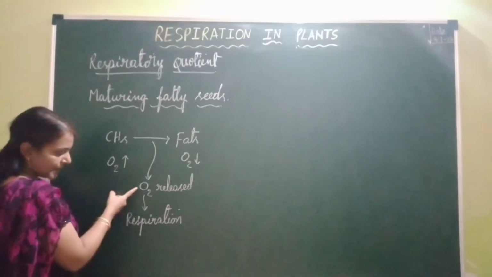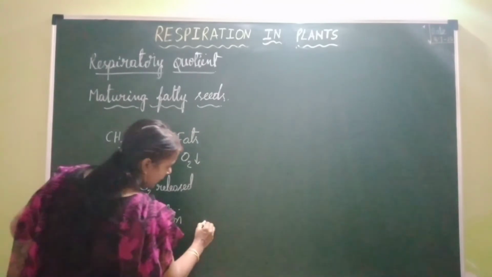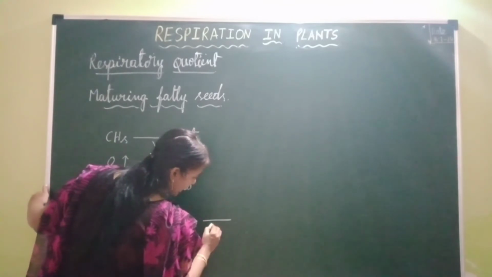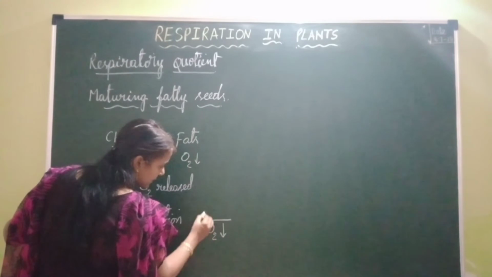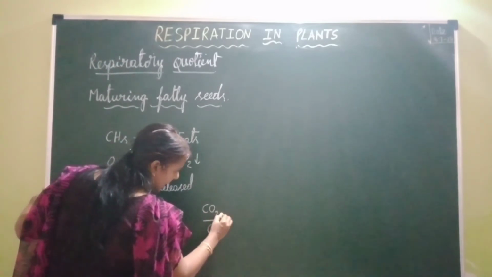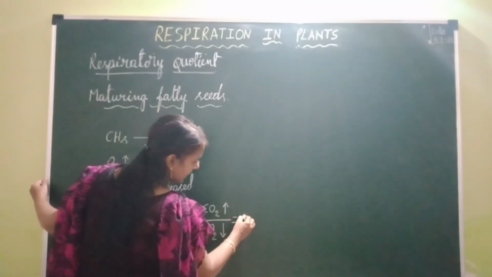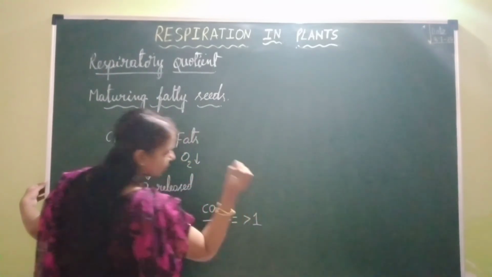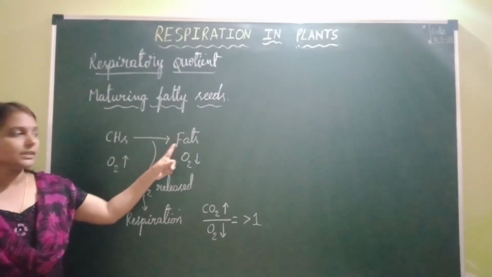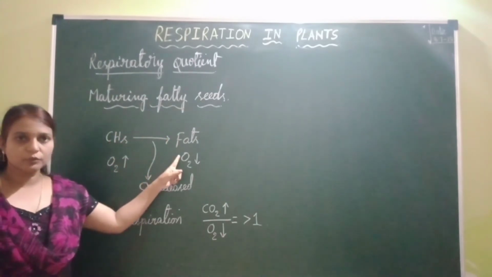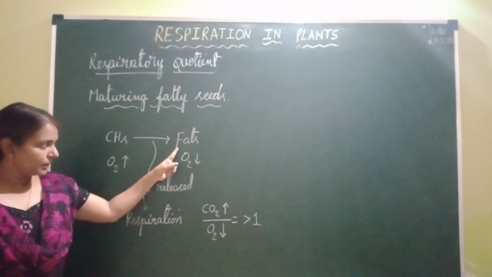Okay, so as this oxygen is absorbed during the process of respiration, the oxygen absorbed from the atmosphere will be lesser than the carbon dioxide released, and hence the RQ value is greater than 1 in case of maturing fatty seeds. I just repeat, in case of maturing fatty seeds, carbohydrates will be converted into fats. Fat synthesis occurs. Fats are actually oxygen poor.